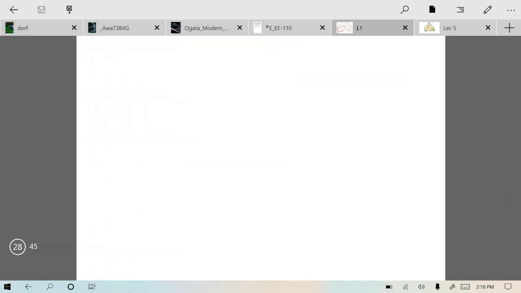So that was all for the block diagram reduction. The next topic that we are going to discuss is signal flow graph models.